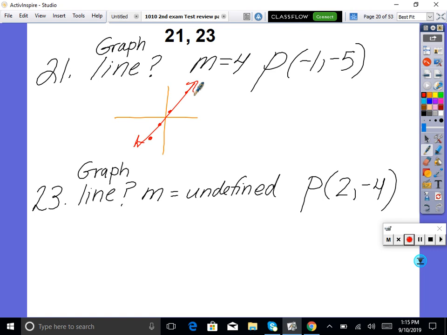So it says graph the line. m equals undefined, and our point is 2, -4. So let's go plot that point. Over 2, down 4. And then remember, undefined must mean what? Well, that means there is a straight line like this, because that is considered undefined, because we can't have a line on top of itself. Well, we can, it's just not considered a function. So this is what undefined is. That's what your line would look like, a straight vertical line.